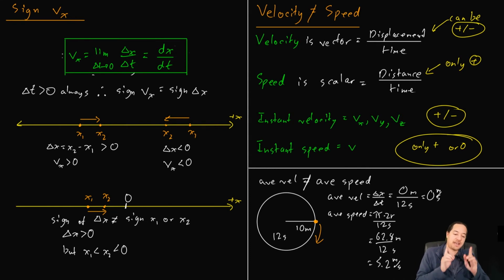And so we see that the average speed is definitely not the same as the average velocity, because 5.2 is not 0. These are two different concepts that can be confused together, so I want to make sure that you get that straight. Okay, let's move on and look at a new graphical way of understanding what instantaneous velocity is all about.